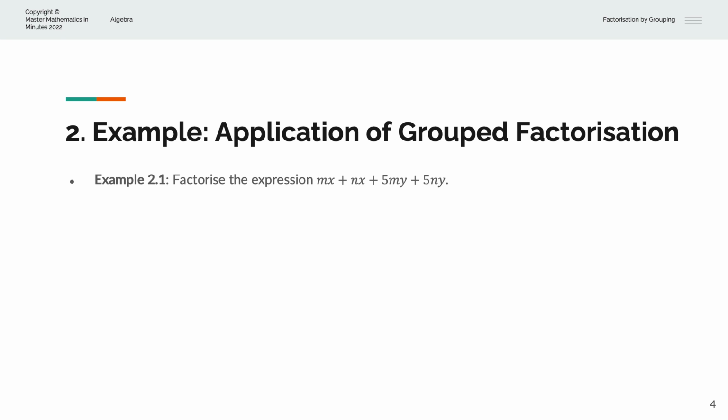In the first example, we're asked to factorize the expression mx plus nx plus 5my plus 5ny. So, we can group terms containing x together, and we can group terms containing 5y together. So we can factorize x outside, and that becomes x into m plus n on the first two terms. And for the third and fourth term, we can factorize 5y out, and that becomes 5y into m plus n.